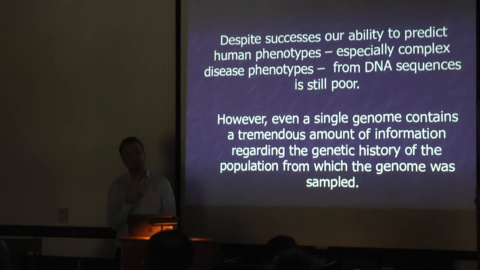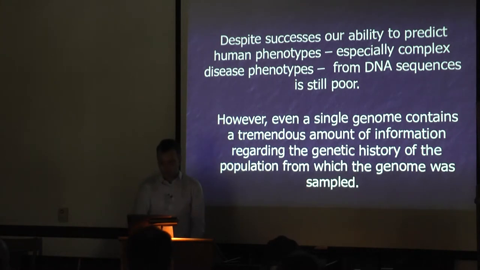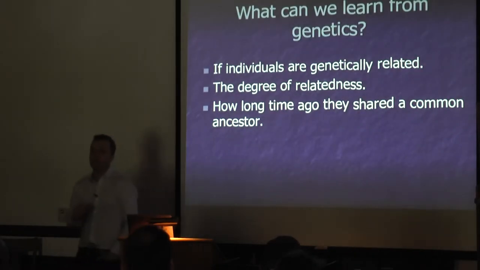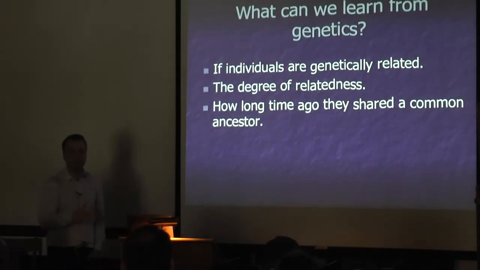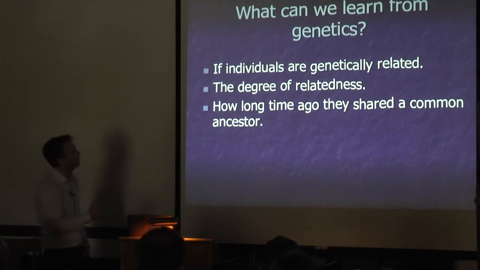Now, I think it's very important when you do this type of genetics to be aware of what you can say something about from the genetics, and what you cannot. The things that we can say something about, as you will know from forensic genetics, from the O.J. Simpson trial, and so on, are whether individuals are genetically related, like a paternity test and so on.